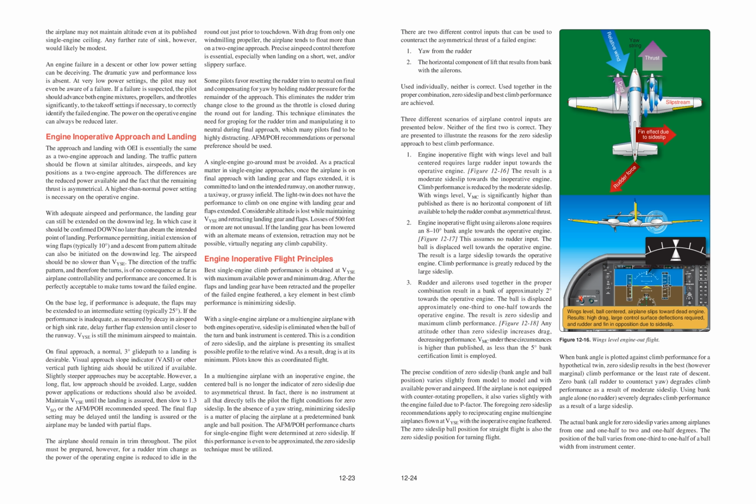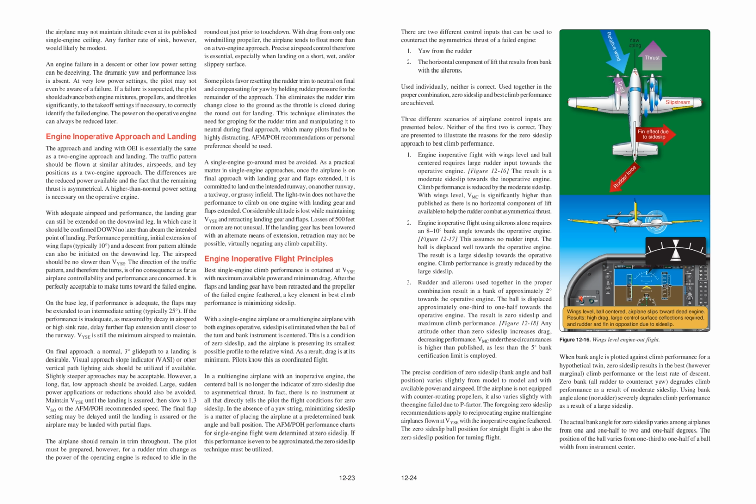If a failure is suspected, the pilot should advance both engine mixtures, propellers, and throttles significantly, to the takeoff settings if necessary, to correctly identify the failed engine. The power on the operative engine can always be reduced later.